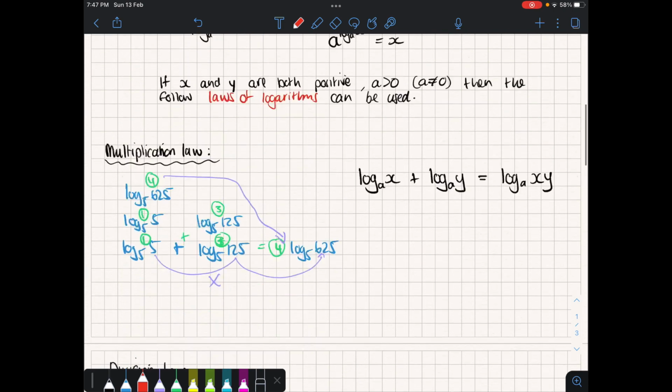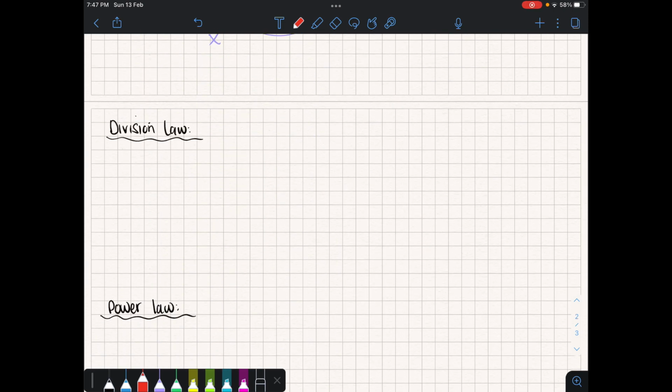Now, intuitively, we could do exactly the same for division. So we could take log 5 of 125 and log 5 of 5, and we could say, well, what's the value here? Well, log 5 of 125 is 3, and log 5 of 5 is 1, right? So if we had to subtract these, we would get 2, right? But another way of writing 2 is as log 5 of 25.